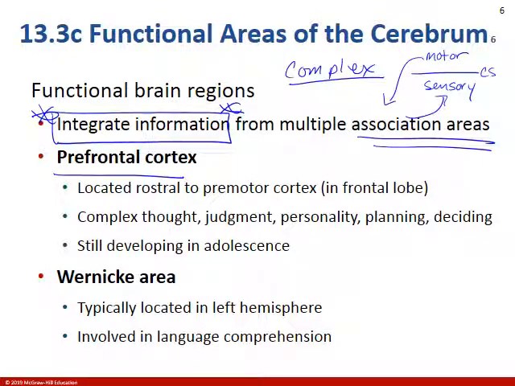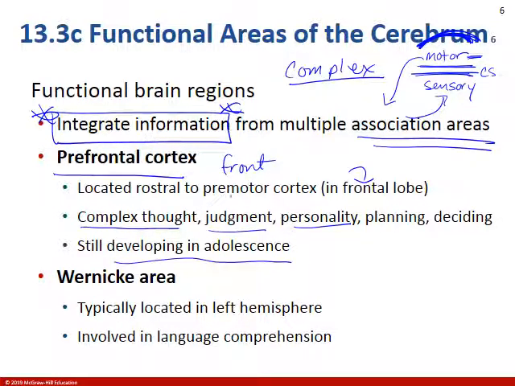So the prefrontal cortex, this is kind of the front of the frontal lobe. So we have our central sulcus, and then we have our precentral gyrus, and then we have more motor association areas. I'm talking about the very front of the frontal lobe. This is where we have complex thought and judgment and personality and planning, and it's still developing in adolescence, which is why sometimes we don't have the best judgment.